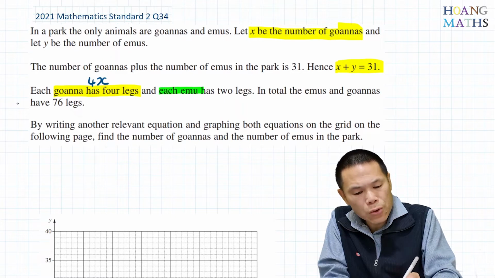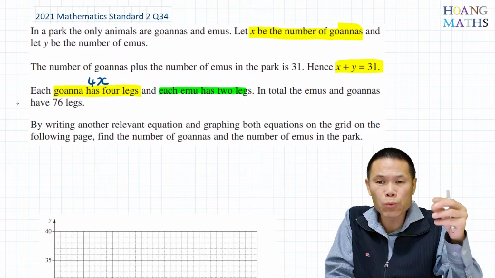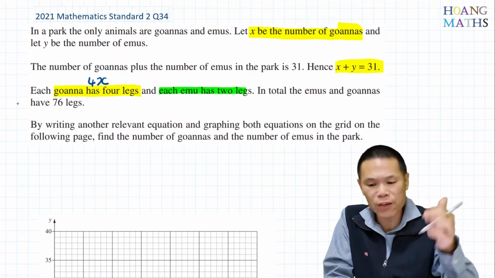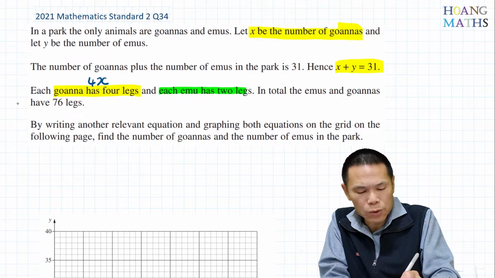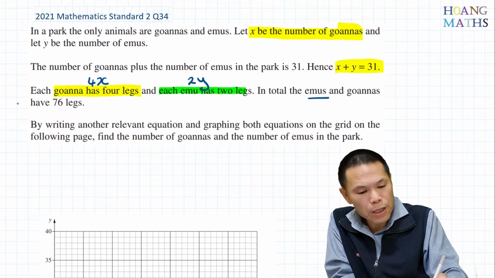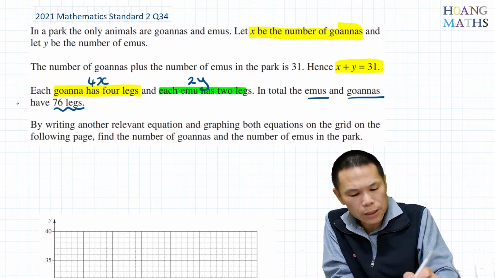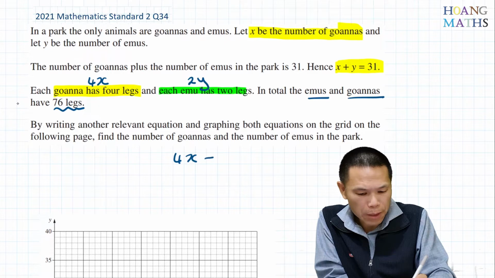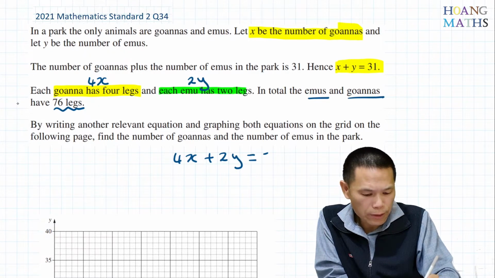And each emu has 2 legs. So that means if we have 5 emus, it will be 5 times 2, right? In this case, we have y number of emus. So therefore, 2 times y, which is 2y. And in total, the number of emus and goannas has 76 legs. So that means we have 4x plus 2y is equal to 76.